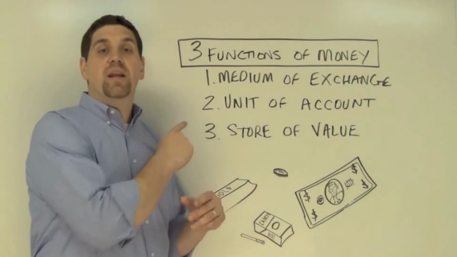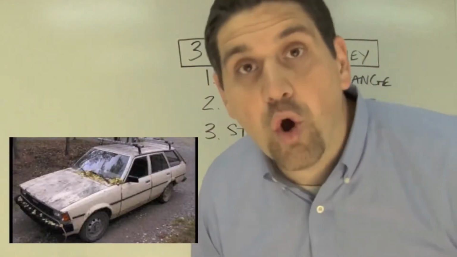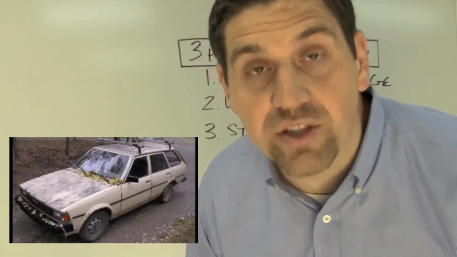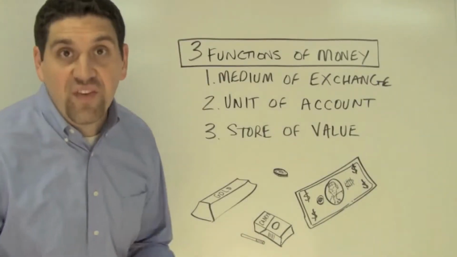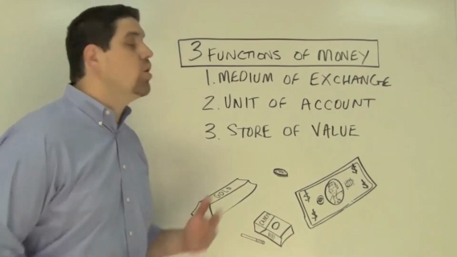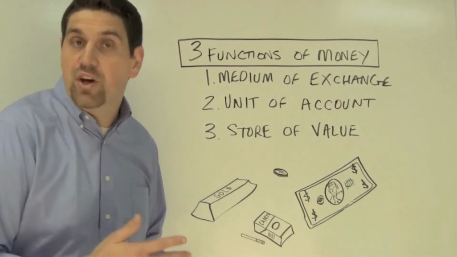The second function of money is the idea of a unit of account. So if I told you that car is worth $500, that gives you information. A car that's worth $50,000 is obviously going to be different. So money helps measure the relative value of different goods and different services.